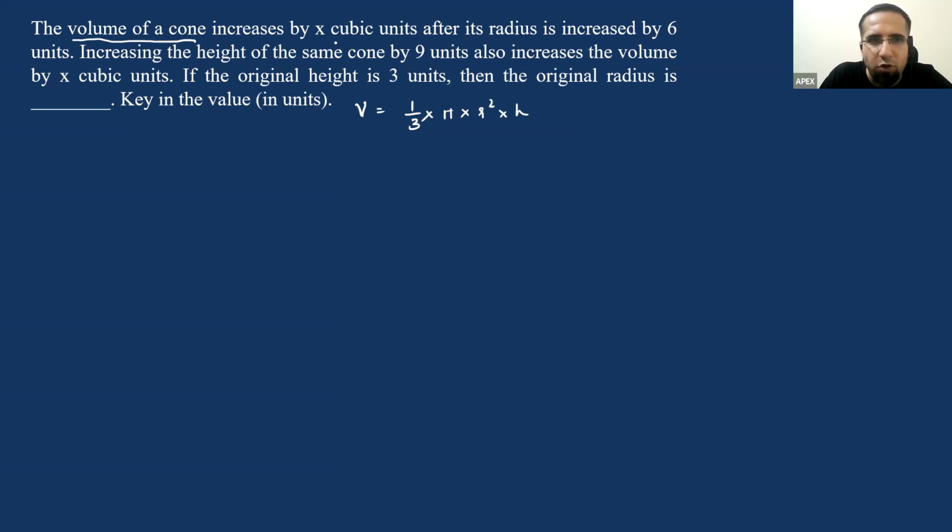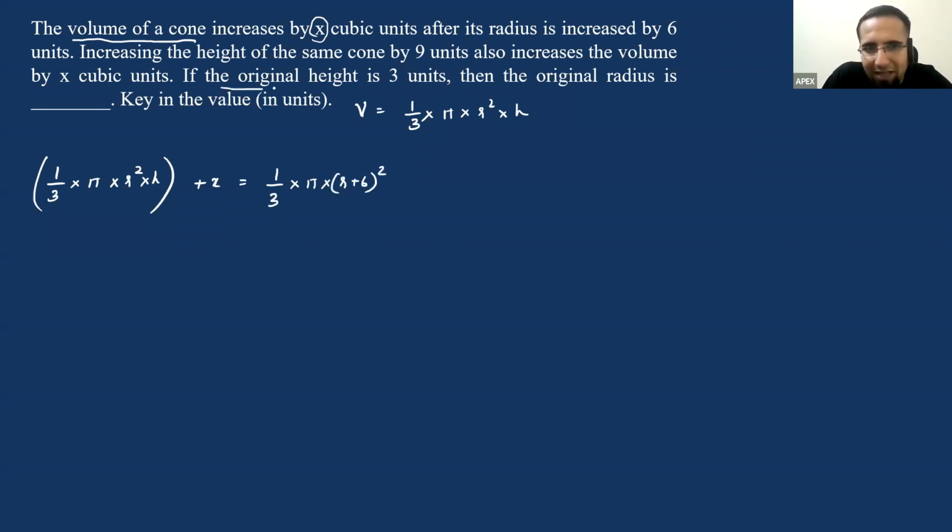Clear? Now, the volume of a cone increases by x cubic units after its radius is increased by 6 units. So there is an initial volume of the cone, that is 1 by 3 into pi into r square into h. Now, this whole thing is increasing by x, right? When I increase the radius by 6 units, that is 1 by 3 into pi into r plus 6 whole square into h.